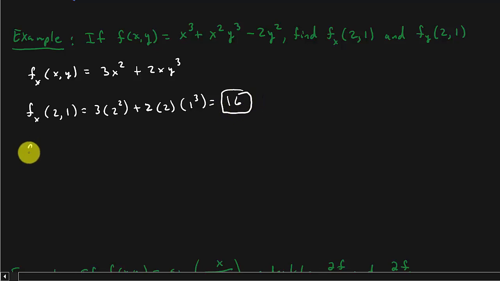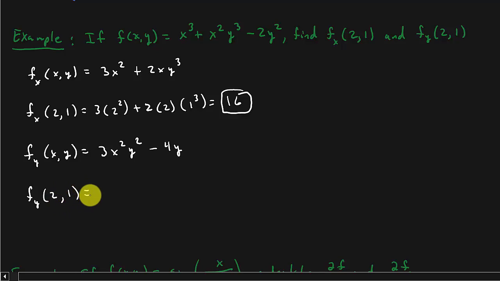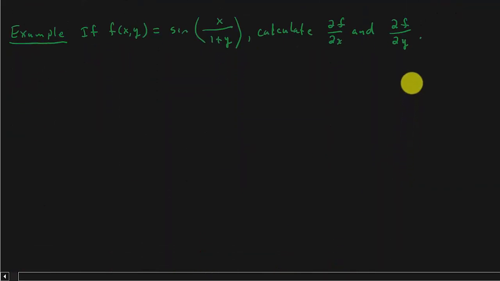All right? And then if we take the partial with respect to y, so we're treating x as a number. So the derivative of x cubed is 0. And then this one, the 3 comes down, and subtract 1 from the exponent. It's just a simple power rule. And then minus 4y. Derivative of this is 4y. And so then we've got this partial evaluated at (2,1). So that's going to be 3 times 2 squared times 1 squared minus 4 times 1, which is 8. And there's your answer. You see how easy that is? Nothing to it. All right, let's look at another one.